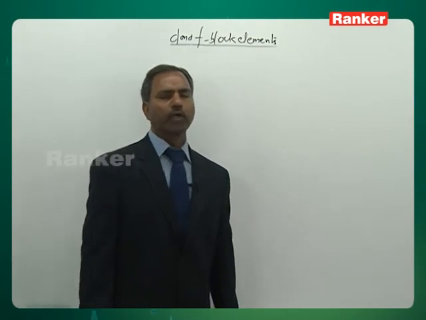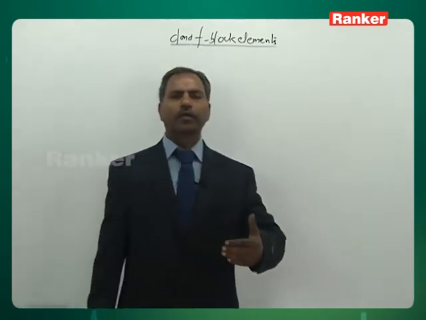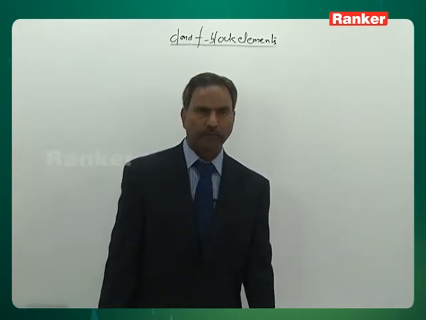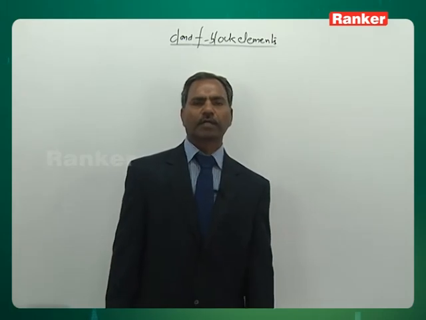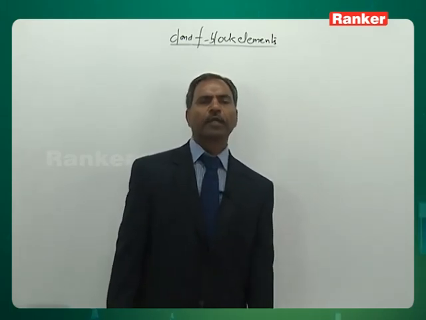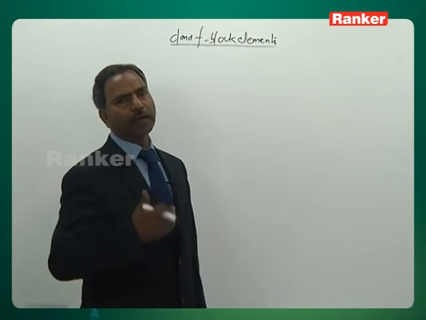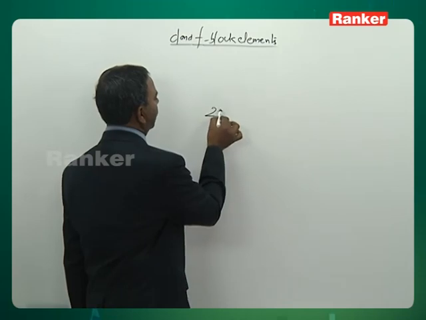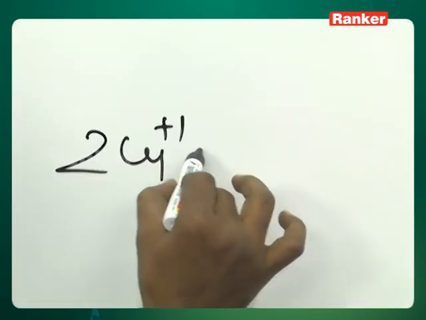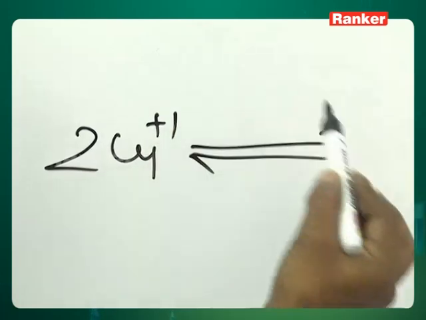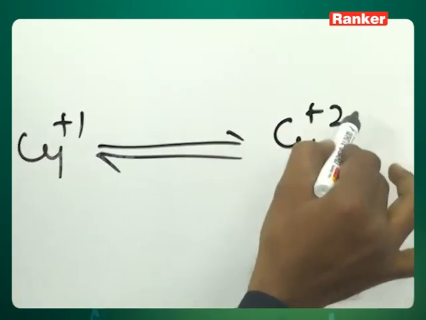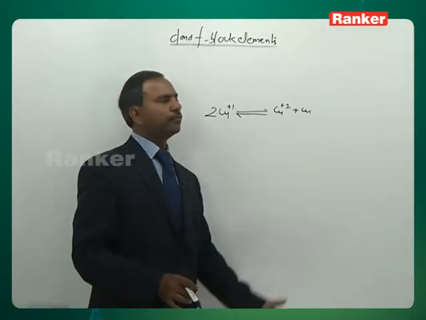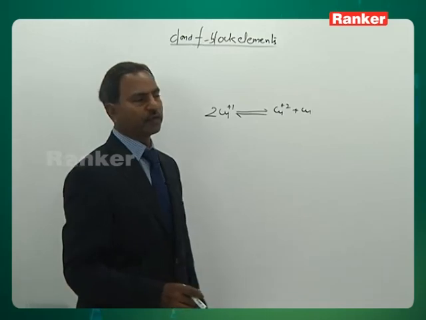What is disproportionation? It is the simultaneous oxidation and reduction of an element in a particular chemical reaction. Copper plus 1 and gold plus 1 undergo simultaneous oxidation and reduction. According to this equation, 2Cu plus 1 easily converts into copper plus 2 and copper in aqueous solution. How can you say that copper plus 1 doesn't exist in aqueous solution?